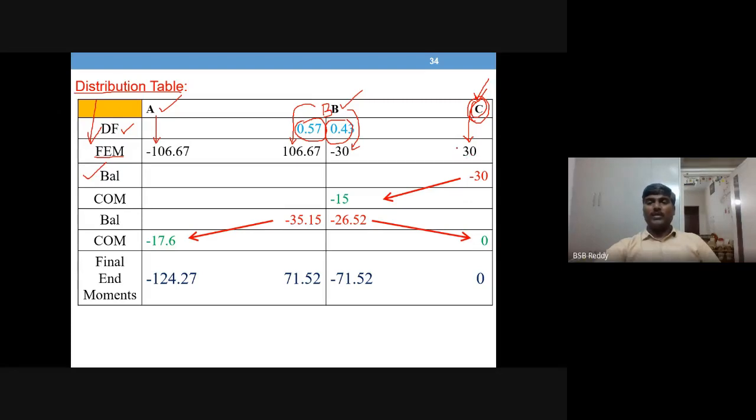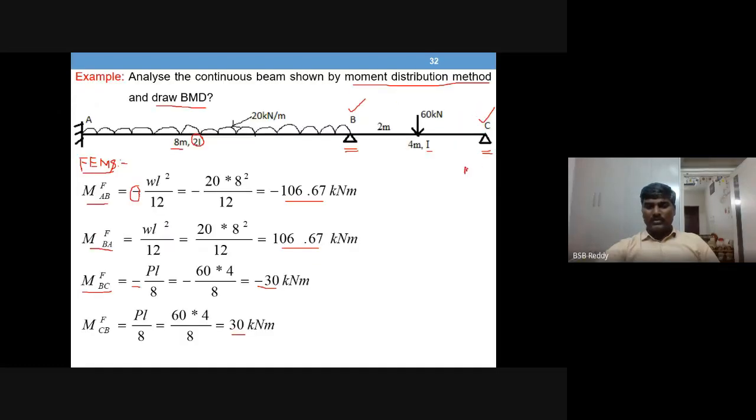So what you have, +30 moment is there. So generally the end hinge should have zero moment. Okay, end hinge always should have zero moment. So first you balance the end hinge. End hinge must be balanced first. Okay. What do you do? Add -30 to make it zero. Okay, so you should have MC equal to zero, right? Moment at C should be zero.